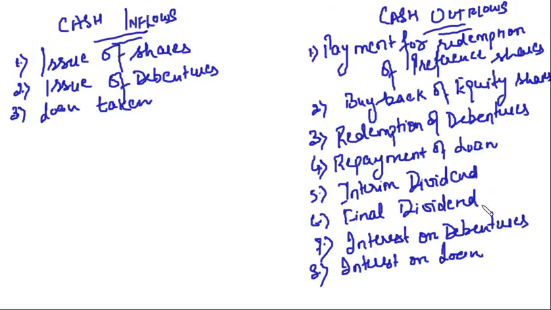So these are the cash inflows and the cash outflows in case of financing activities. That means the activities which directly affect the finance of the business are the financing activities. Basically, in financing activities, remember that we are in need of finance. We need 4 crore rupees. To get those 4 crore rupees, we can issue shares, we can issue debentures, and we can take a loan. There are 3 methods, right? If you are issuing shares, debentures, or taking a loan, that involves cash inflow.